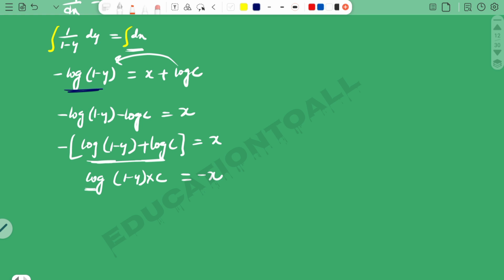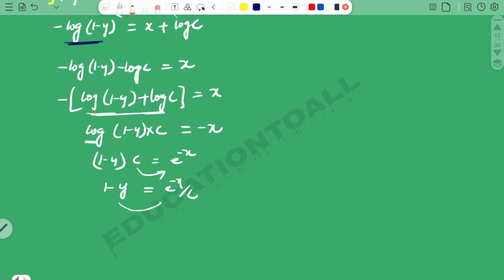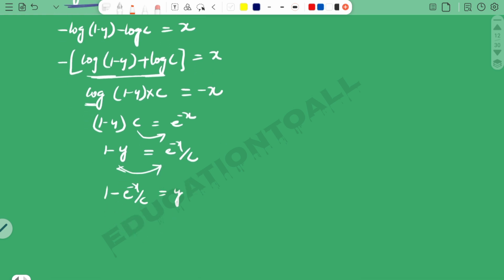When I remove the log, we can give the exponent to the opposite side, then (1 minus y) into c is equal to e power minus x. But we require y alone, so c sending to the opposite side, 1 minus y is equal to e power minus x divided by c, and sending to the opposite side by interchanging the terms, I'll get 1 minus e power minus x divided by c, which is equal to the y value.